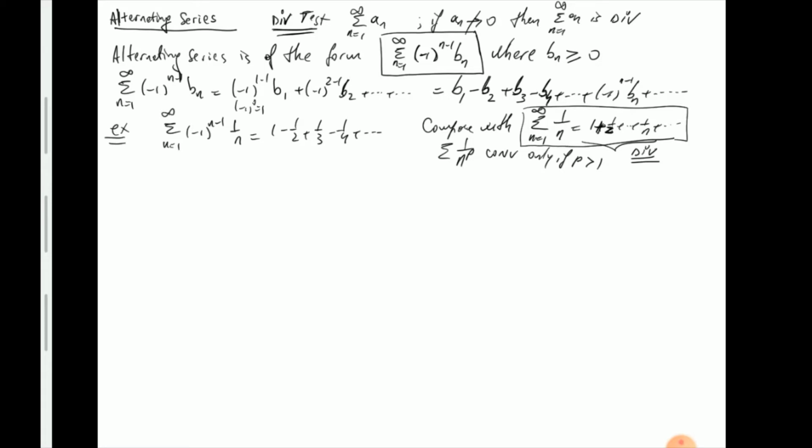And I'm going to go back to this. I put this side by side because it's important not to confuse the two. These are two completely separate series. This is an alternating one, and the right hand side is the one with positive terms.